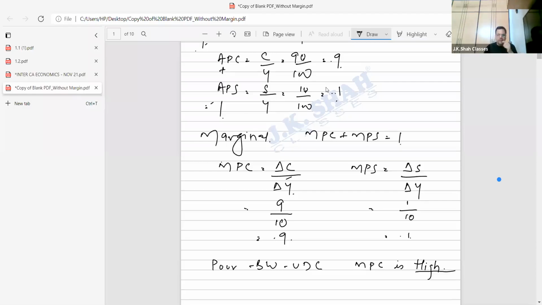That means you need to understand, in rich countries of the world, MPS is high. Why, Kavya? Why is MPS high? Because most of the wants of the people are already satisfied. So in case these people get more money, what will they do? They'll save that particular money. The MPS is high in rich countries. In poor countries, MPC is high. Clear?